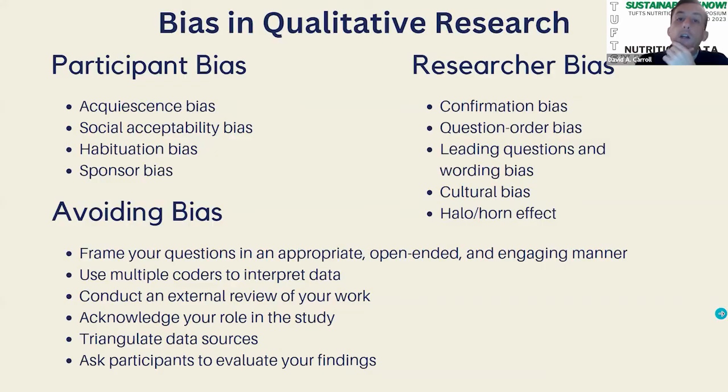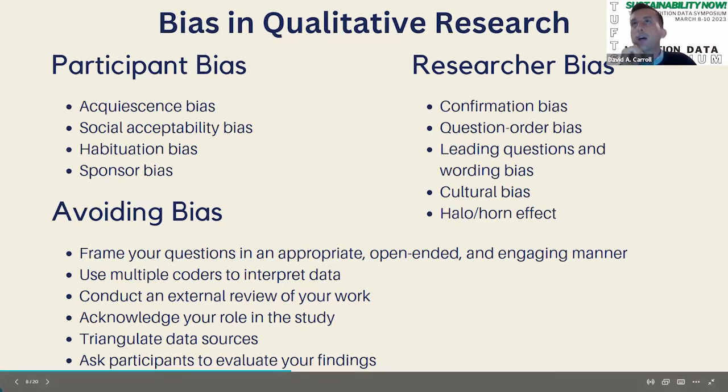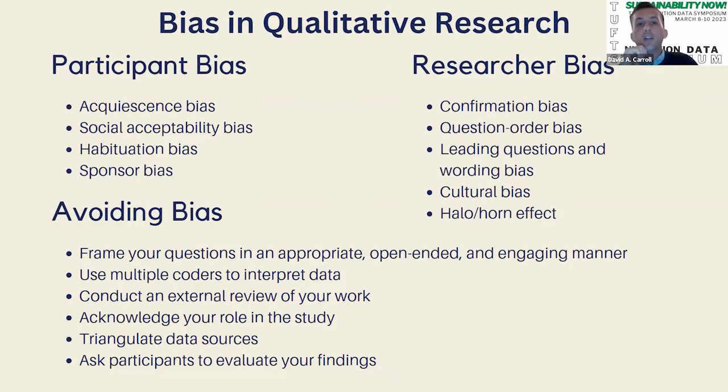So I wanted to also talk really briefly about bias, because qualitative research is great, but you need to be careful about bias. There's two different categories of bias here, participant bias and researcher bias. And we can do things to control both of them. So participant bias: acquiescence bias, sometimes respondents will just agree with the facilitator just because they want the interview to end, maybe. So they're just kind of agreeing, giving the easiest answer.